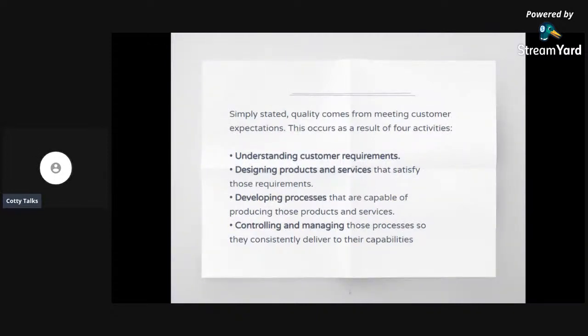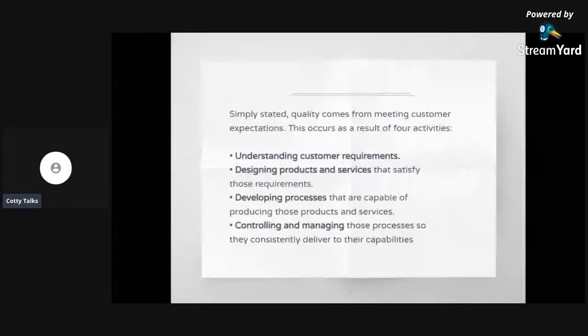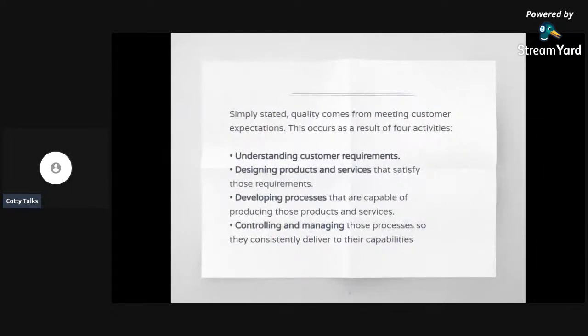So, okay. What is the quality? What's our expectation? You can't generalize expectation.